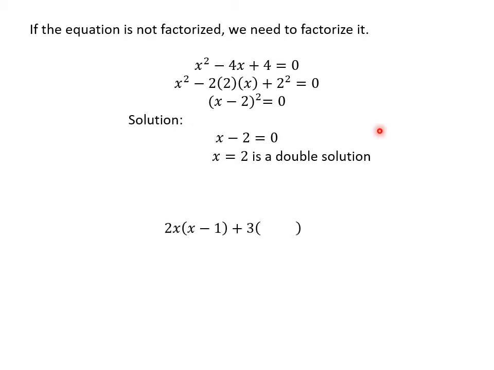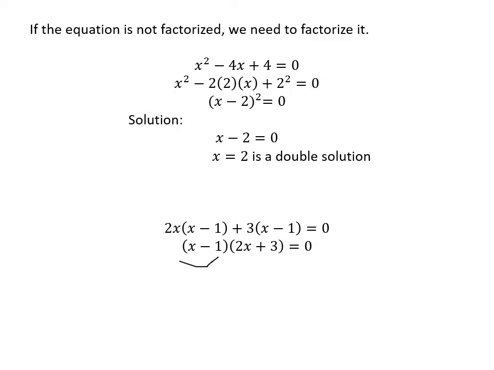Another example: 2x times (x minus 1) plus 3 times (x minus 1) equals 0. It is not factorized. We need to factorize it. We can see that we have a common factor, which is x minus 1. So we can take x minus 1 as a common factor times (2x plus 3).